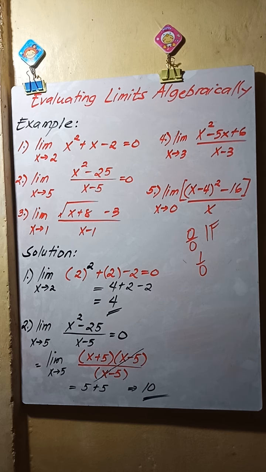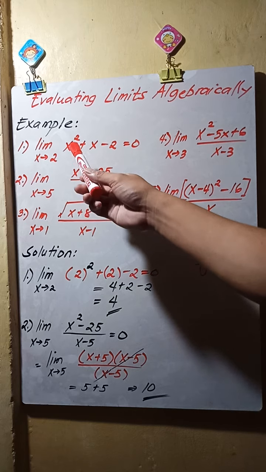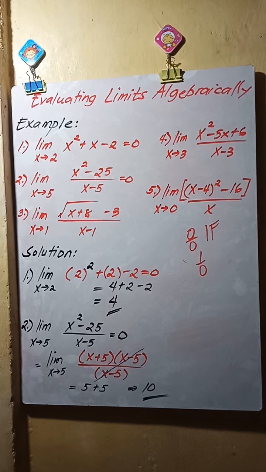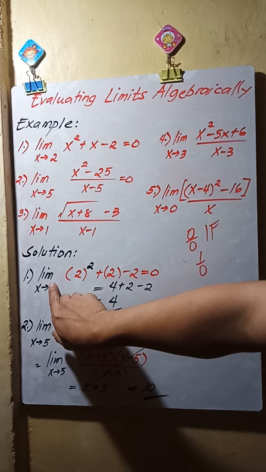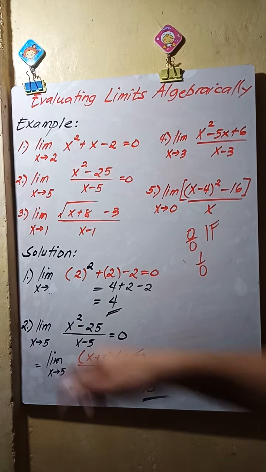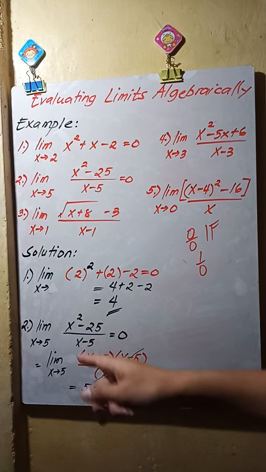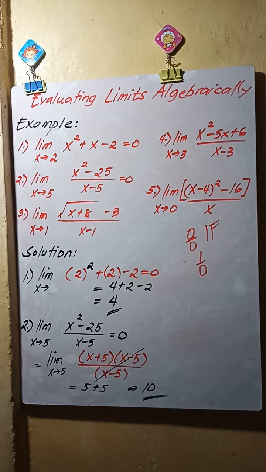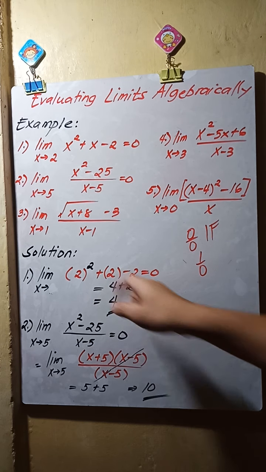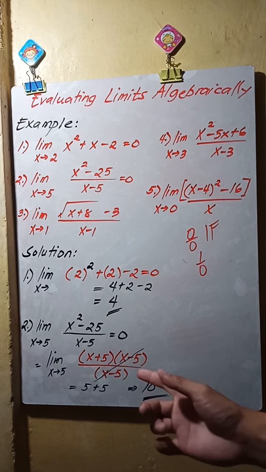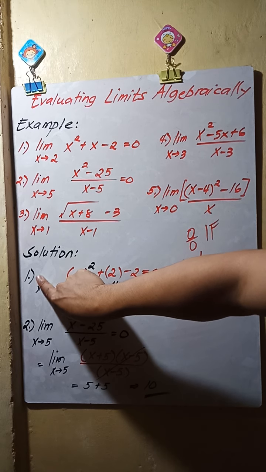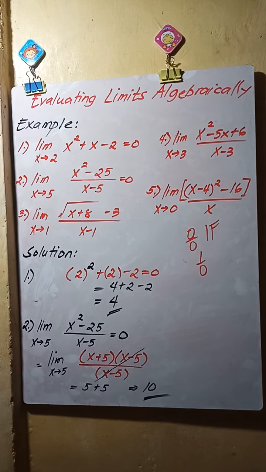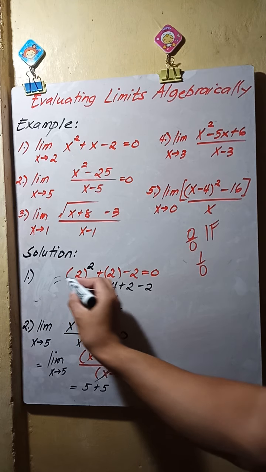Halimbawa yung number 1, that is the limit of x squared plus x minus 2 as x approaches 2. So yung gagawin lang natin is to plug the values of x, which is x is just 2. If I evaluate this, yung number 1, so when x is 2, ilalagay ko lang yung mismong value ng 2. And then take note, kapag naglagay ka ng ina-approach na to, mawawala yung mismong limit. Okay? So mawawala yung mismong limit natin.